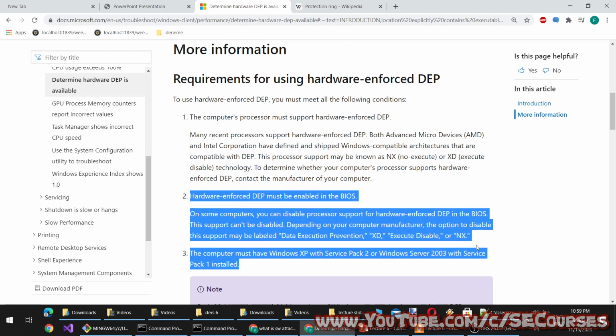Hardware-enforced DEP must be enabled in the BIOS. On some computers, you can disable processor support for hardware-enforced DEP in the BIOS. On others, this support can't be disabled. Depending on your computer manufacturer, the option to disable this support may be labeled Data Execution Prevention (XD), Execute Disable, or NX. The computer must have Windows XP with Service Pack 2 or Windows Server 2003 with Service Pack 1 installed.